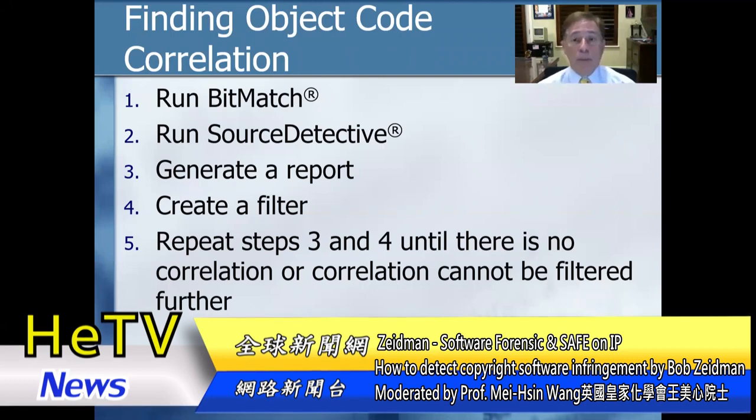You create filters based on your knowledge, but also based on what source detective finds, and filter out those things that are correlated but not due to copying. You then repeat steps 3 and 4, continually generating reports, filtering out correlations that are not due to copying. When you can no longer filter anything out, if there's no correlation, then there's no copying. If there is correlation, then you've most likely found indicators of copying.